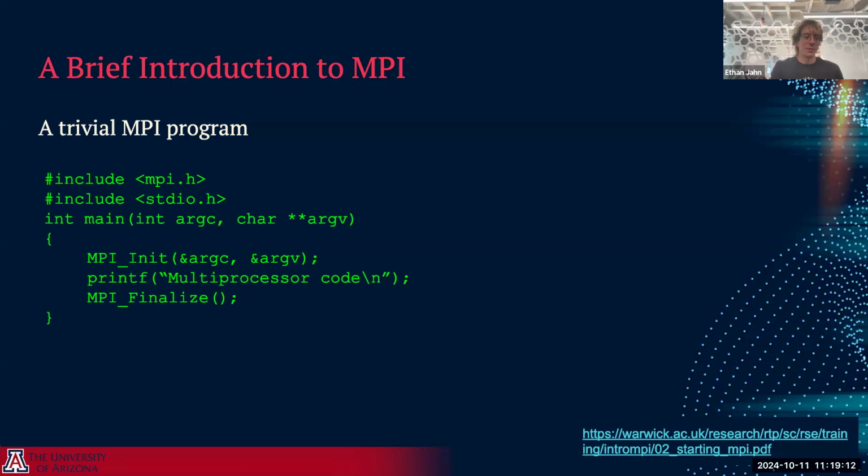So this is a very trivial MPI program that just calls MPI init, prints that it's running multiprocessor code, and then finalizes it. Nothing too complicated there, but also nothing terribly useful either.